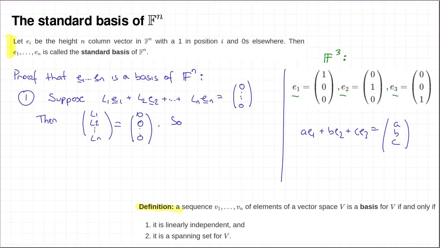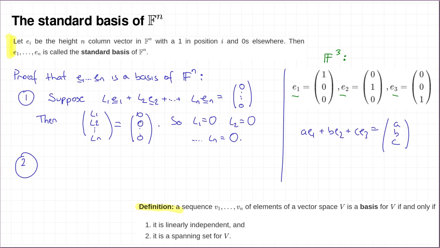So just looking at the coordinates one by one, l1 equals 0, l2 equals 0, and so on up to ln equals 0. We've shown that if you had a linear combination of the e's equal to the 0 vector, then actually all the coefficients in that linear combination have to be 0, and that is the definition of linear independence.